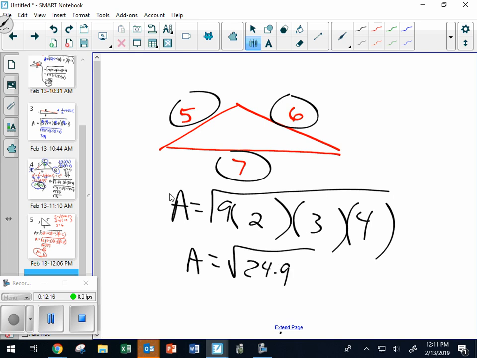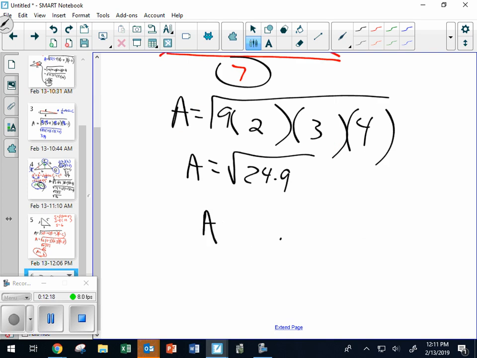Help me out. What is that? 216. And if you happen to have a calculator on you, you can get the decimal, which wouldn't be as good. Why? Because this is exact. All right. There's your area of that thing.